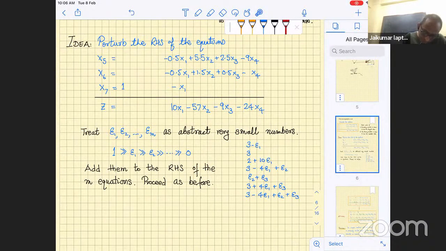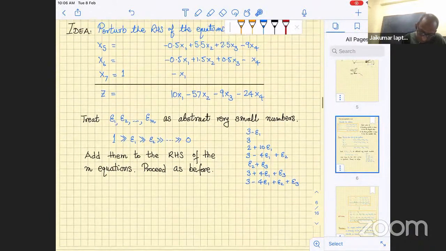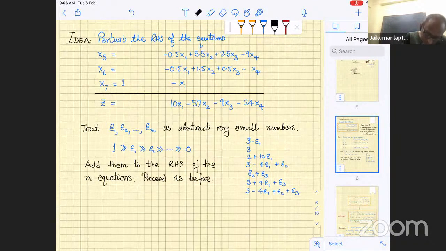But what you do is, in the first equation, you artificially introduce epsilon 1. So I will write epsilon 1 here, and then here you write epsilon 2, and here epsilon 3. So you have perturbed these by epsilon 1, epsilon 2, epsilon 3. You should imagine that epsilon 1 is very big, epsilon 2 is much smaller than epsilon 1, epsilon 3 is even smaller, etc.